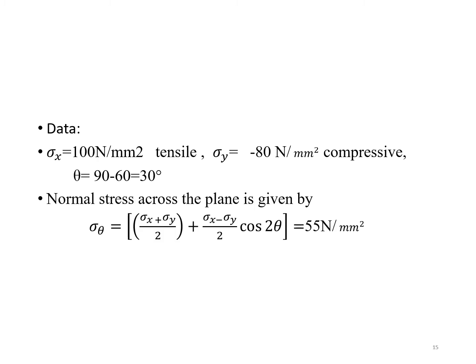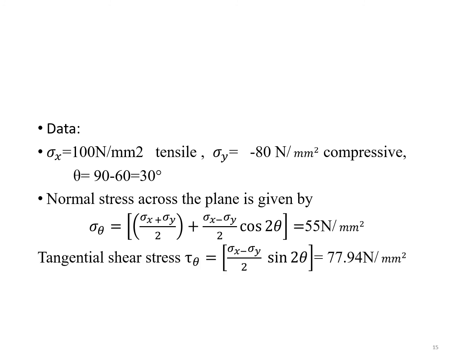Okay, so normal stress is given by sigma theta. If you substitute sigma x and sigma y as 100 and minus 80, you get 55 Newton per millimeter square. The tangential shear stress tau theta is 77.94 by substituting the values of sigma x and sigma y and theta equal to 30 degrees. It becomes maximum at theta equal to 45, so tau max is equal to 90 Newton per millimeter square.